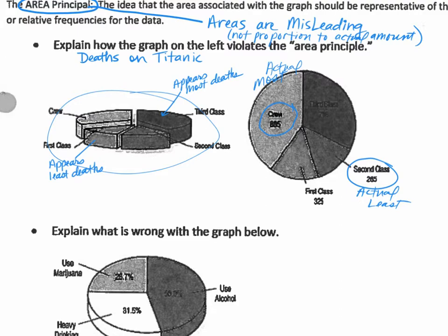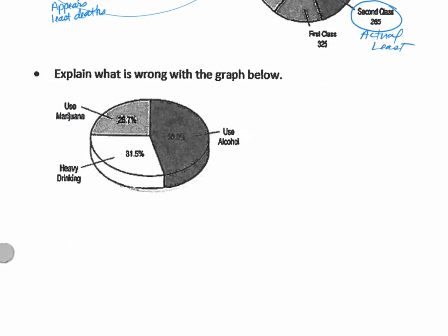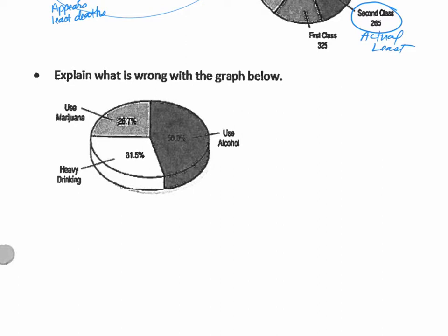It's hilarious. Okay, but let's take a look at this down here. Explain what's wrong with this graph below. Yes. See this 50%? Does it look like half? No, 50% does not look like half. Okay, that's one problem. What else?